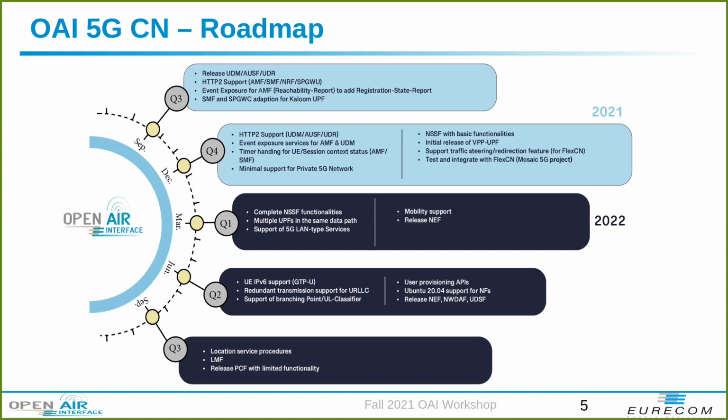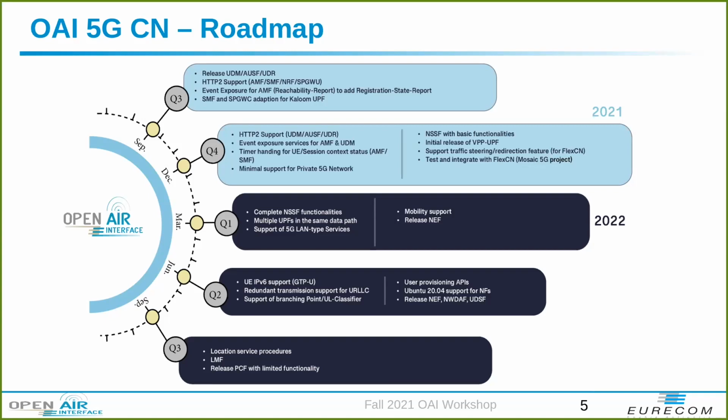We also plan to release HTTP version 2 support for the whole core network components and release an NSSF for network slicing. And for the first quarter of 2022, several additional features will be added. For example, to fully support network slicing scenarios with multiple AMFs, support of multiple UPFs in the same data path, for the private 5G network and for traffic steering scenarios.